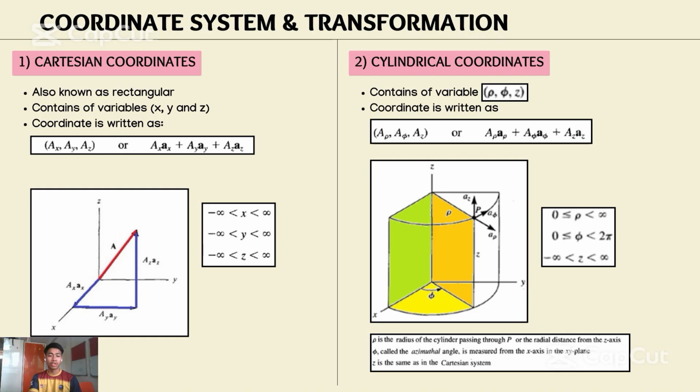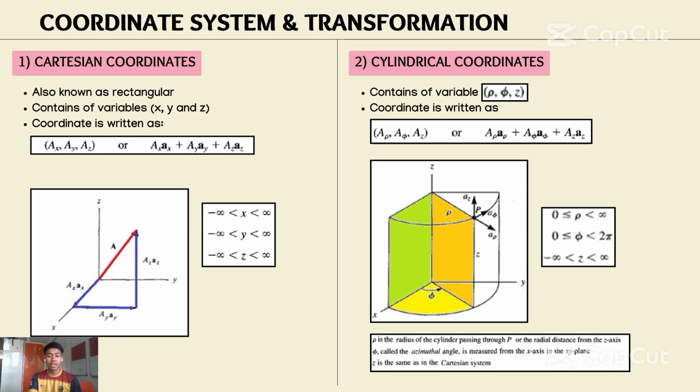Okay, we move on to the next topic, which is coordinate system and transformation. So the first one is Cartesian coordinate. Cartesian coordinate, also known as rectangular, contains variables x, y, and z. Coordinate system is written as ax, ay, az. The value of x, y, z can be from negative infinity until infinity.